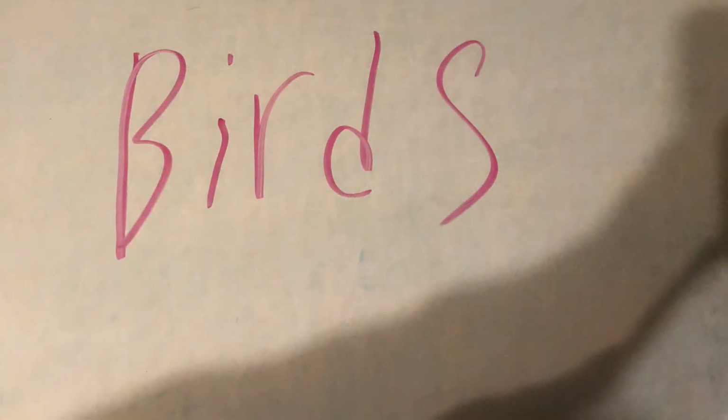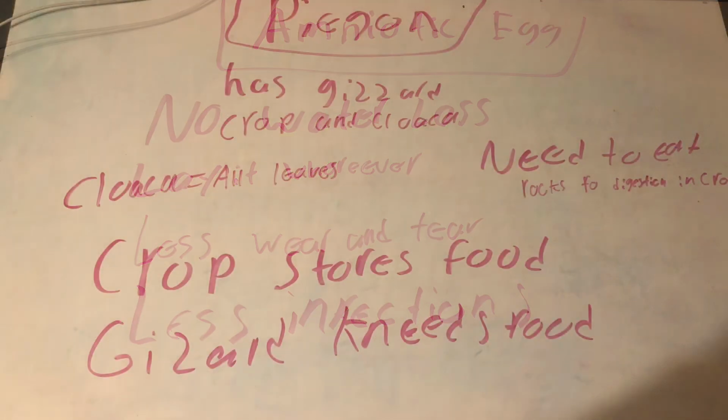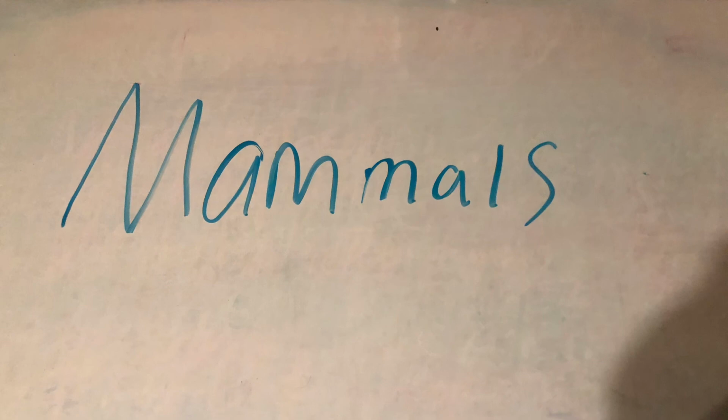So for birds, we have the amniotic egg, which helps with no water loss. They can lay it wherever, like in evolution from amphibians. Less wear and tear on the egg and less infection, which is huge. Or pigeon, so they need to eat rocks so they can digest everything. It has a gizzard, crop, and cloaca. Cloaca is like a one-way stop anus, and a gizzard and crop help in food processing.